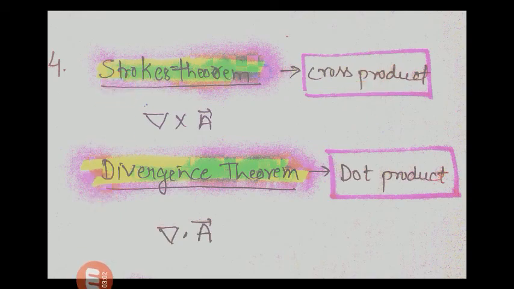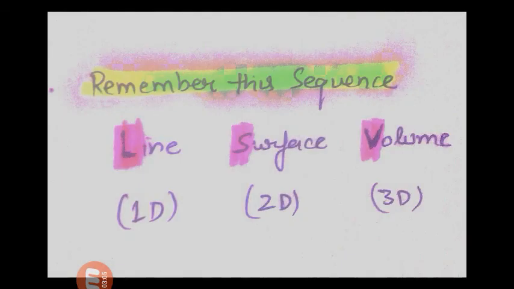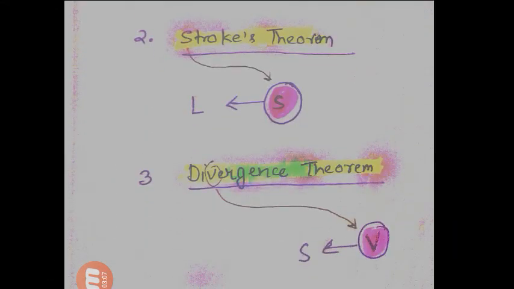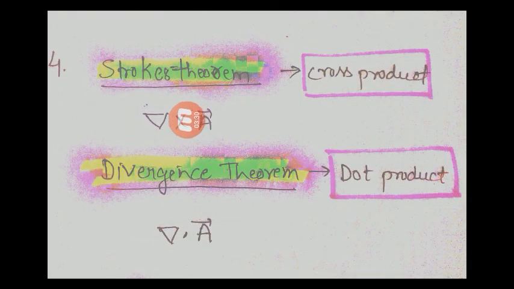So let us revise the three things that you need to remember. This sequence is the first thing, and then these two things: for Stokes theorem you take the S, and one step back of surface is line. And in the divergence theorem, take this V, and one step back of volume is S. So the divergence theorem exists between volume and surface, and the Stokes theorem exists between surface and line. And the third thing: in the Stokes theorem you take the cross product of the vector, that is del cross A, and in the divergence theorem we take the dot product of the vector, that is del dot A.